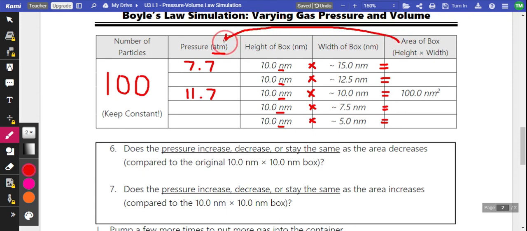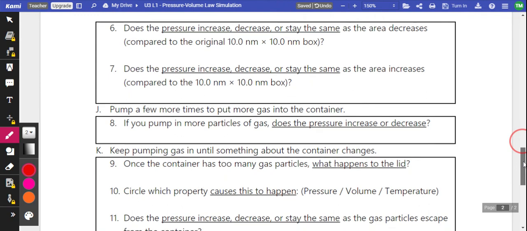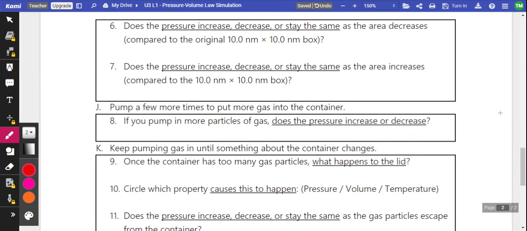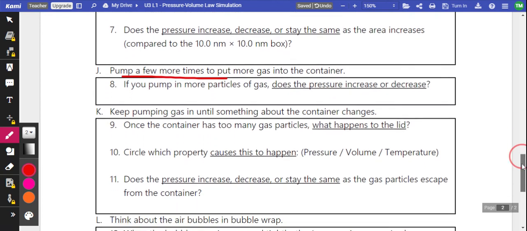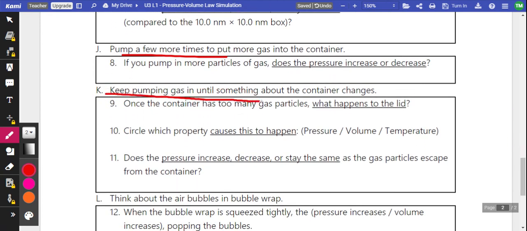These should be connected. And the rest of the questions are basically about that. If we change the size of the box, what does that do to the pressure inside the box? Other particles in the box might start to change the pressure, so you can check that too. We're going to pump some more particles in, and then also keep pumping particles in to see if something else changes.